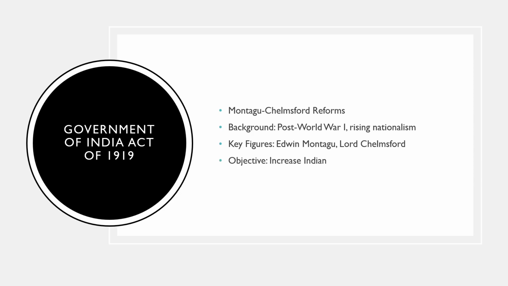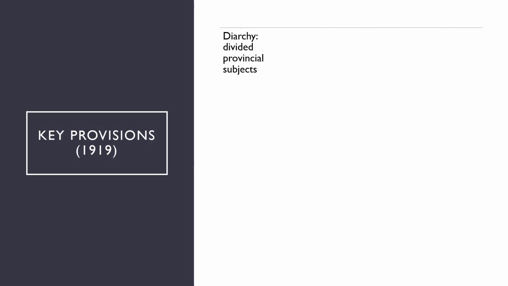The Act aimed to introduce constitutional changes that would increase Indian participation in governance while maintaining British control. The key provisions of this Act include: the first one is diarchy in provinces. The Act introduced the system of diarchy wherein provincial subjects were divided into two categories: reserved and transferred.